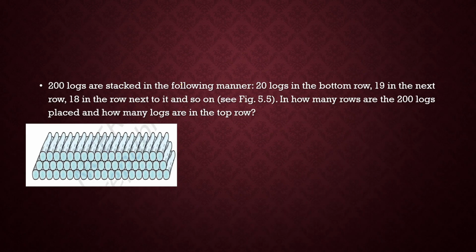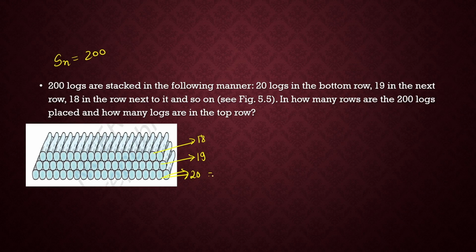Next, 200 logs are stacked in the following manner. So the total number of logs, I don't know how many rows there are, but it is equal to 200 logs in total. Now there are 20 logs in the bottom row. 19 in the next row. So as we come up, as the number of rows increases, the number of logs decreases by 1. In the third row, we have 18 logs. In how many rows are the 200 logs placed?